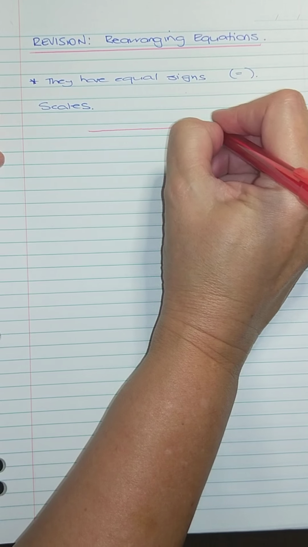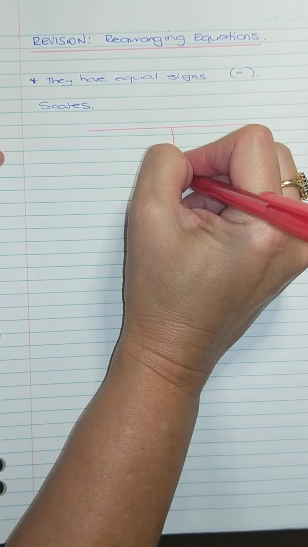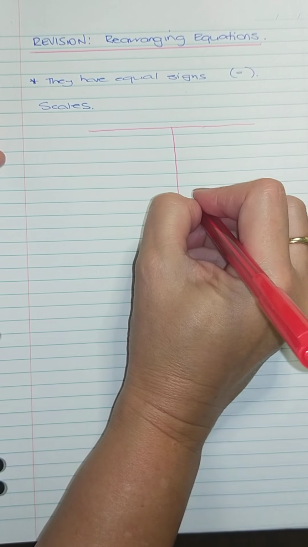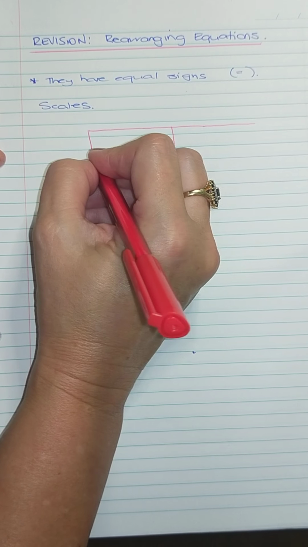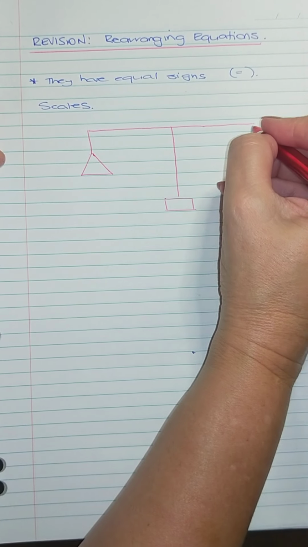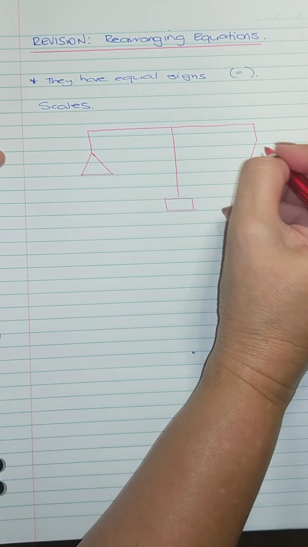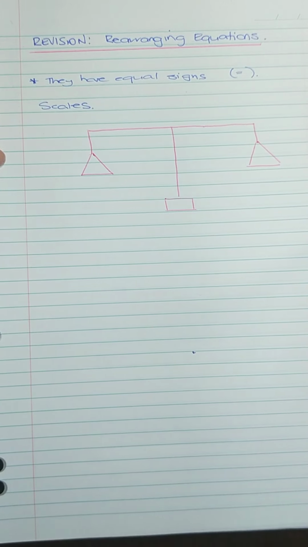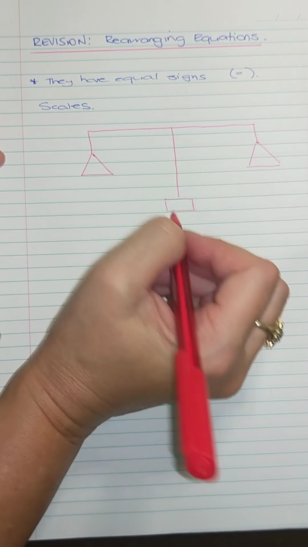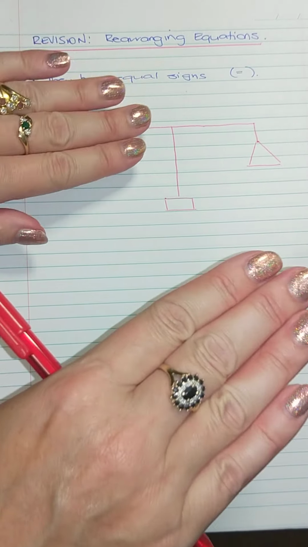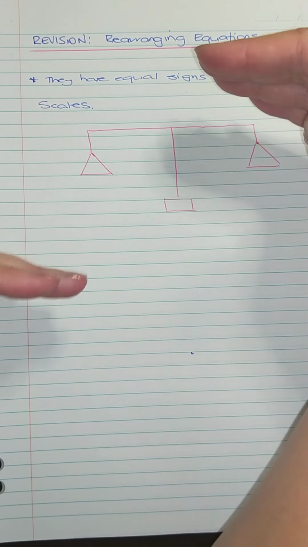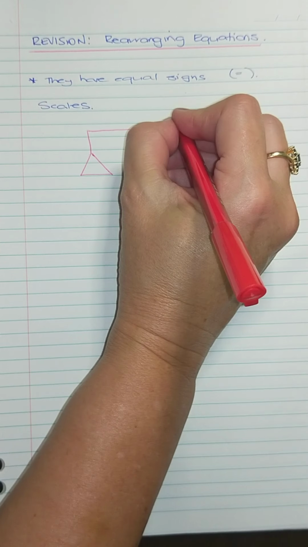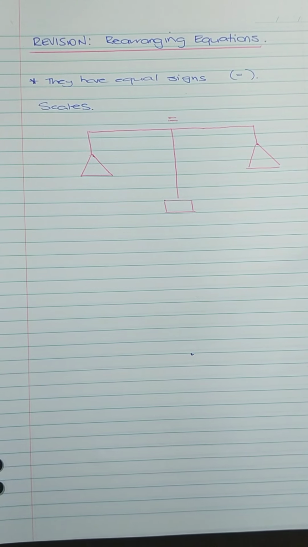So let's imagine this is our set of scales. So there's a little stand here, okay? And we hang something on this side of the scales, and we can hang something on that side of the scales, okay? And this middle section here, when these scales are balanced, we say that the two sides are equal, all right?